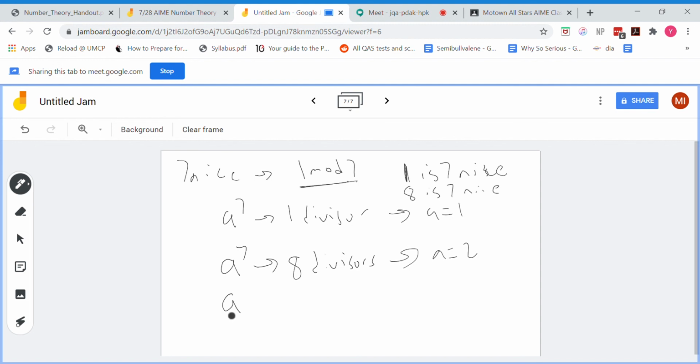Now let's consider the next number that's 1 mod 7, which is 15 divisors. Well, a equals 1 and 2 don't work. What about 3? 3 to the power of 7 obviously doesn't work. What about 4? 4 to the power of 7 is 2 to the power of 14, which does have 15 divisors. So a equals 4, interestingly, works. It seems like the pattern I'm seeing is 1, 2, 4, powers of 2.